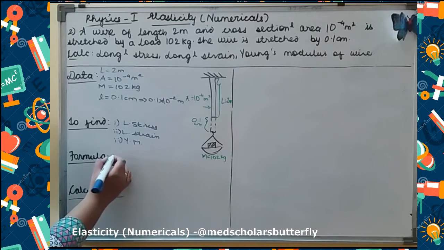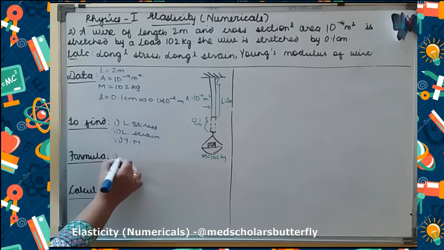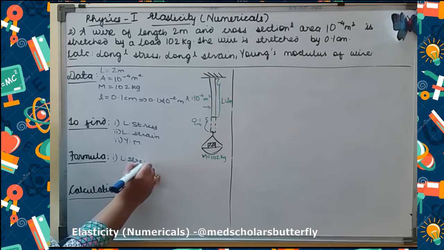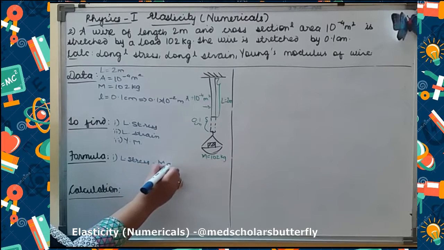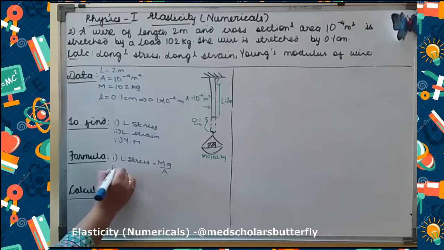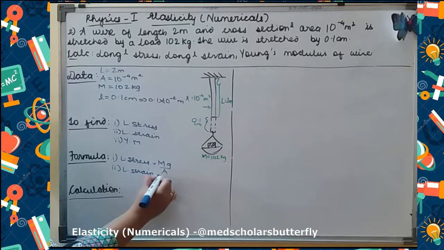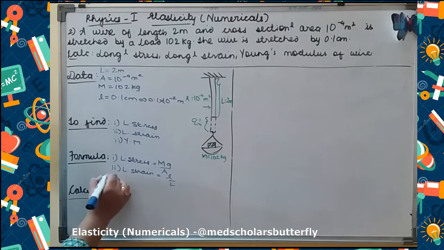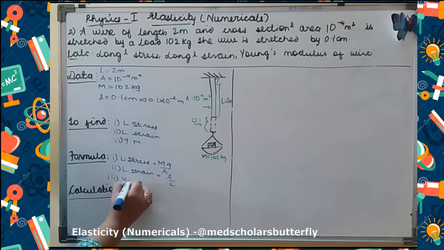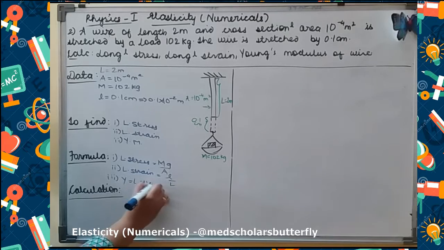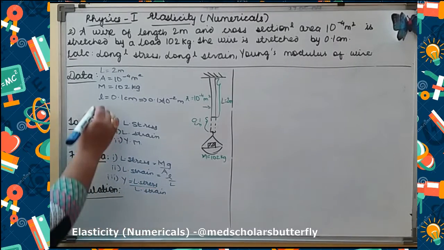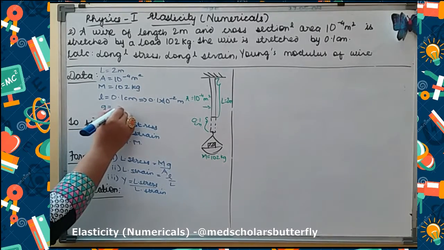Formulae. For longitudinal stress, we have the formula mg upon A. For longitudinal strain, we have the formula small l by L. For Young's modulus, longitudinal stress upon longitudinal strain. And here we are also going to write.